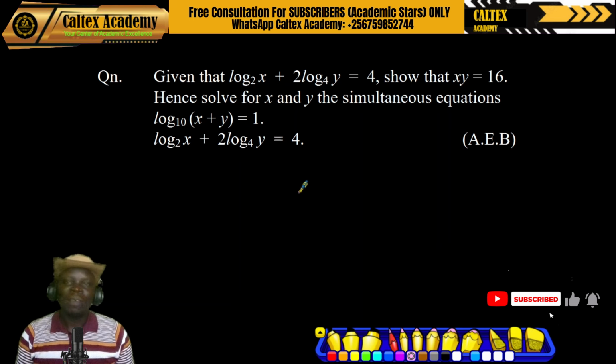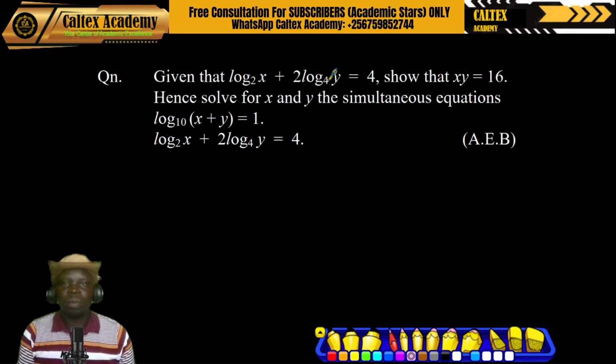On our board, we have this examination question from A.E.B exams. Given that logarithm to the base of 2 of x plus 2 logarithm of y to the base of 4 equals 4, show that xy equals 16. Hence, solve for x and y the simultaneous equations log (x plus y) to the base of 10 equals 1, and the same equation given for us here.